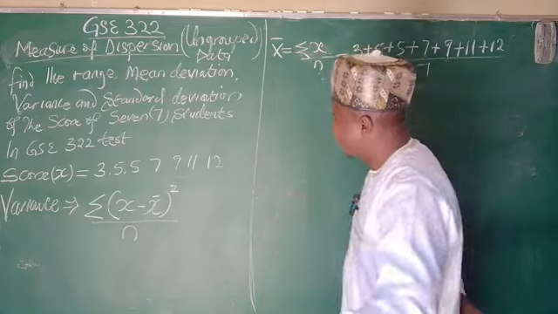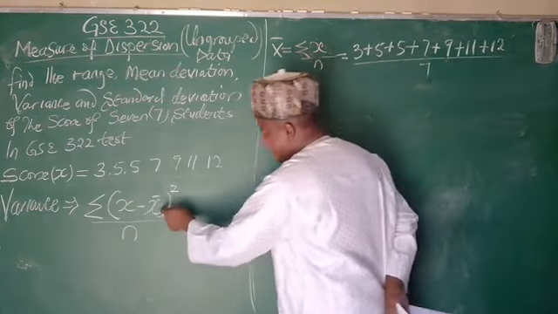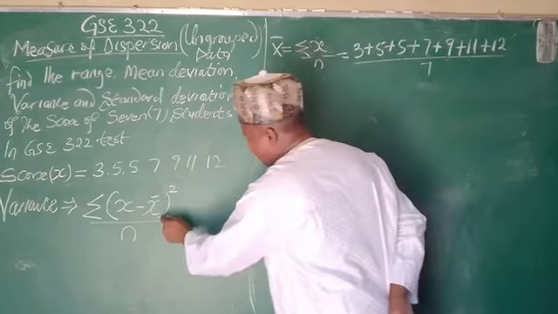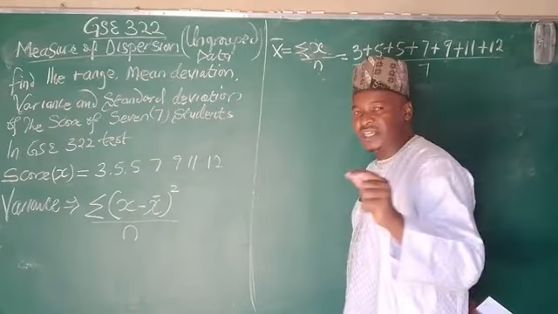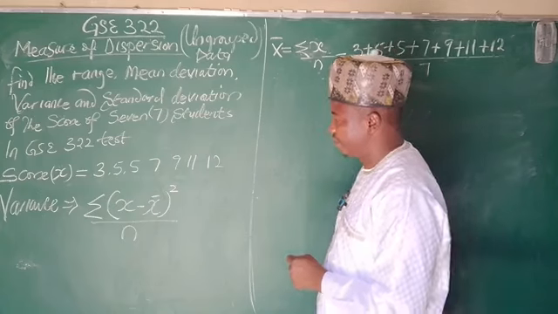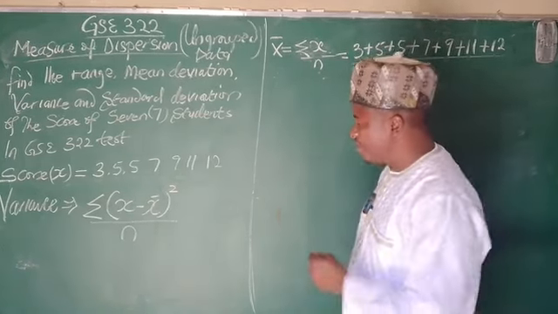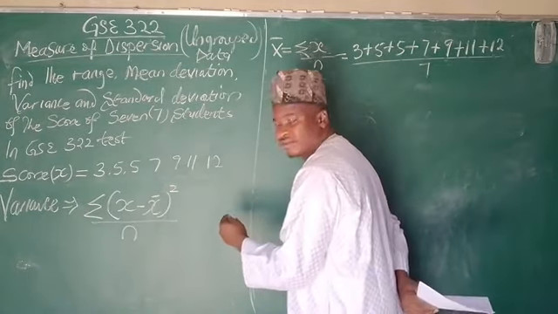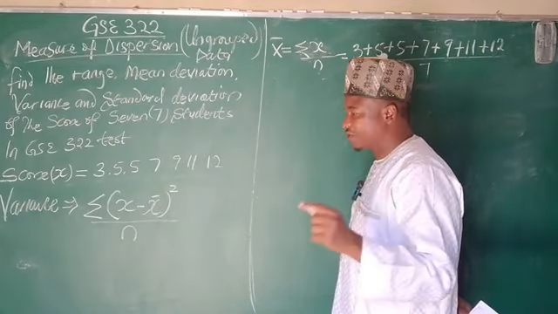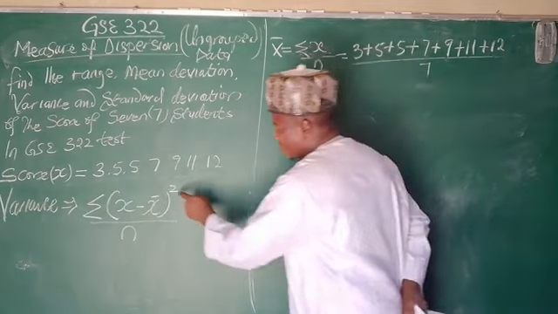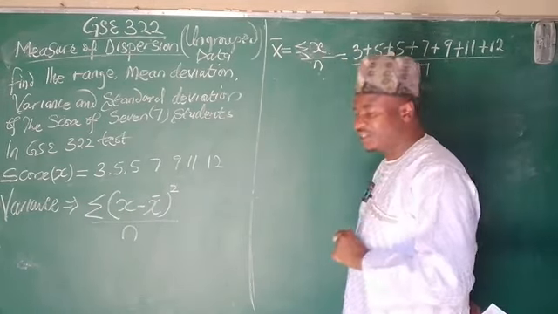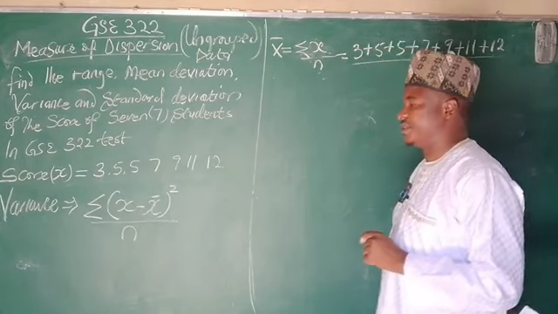Like in the case of mean deviation, this x bar stands for the mean. It means that even in our effort to find the variance, we must first find the mean score. After finding the mean score, we subtract the mean from each of the items. After subtracting, we square them. After the squaring, we sum the results and divide by the number of the items.